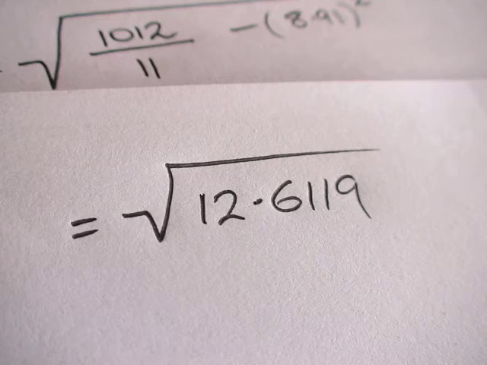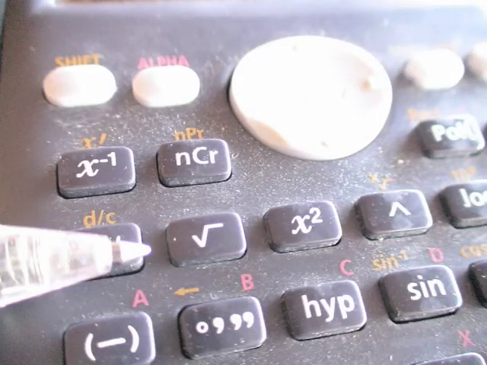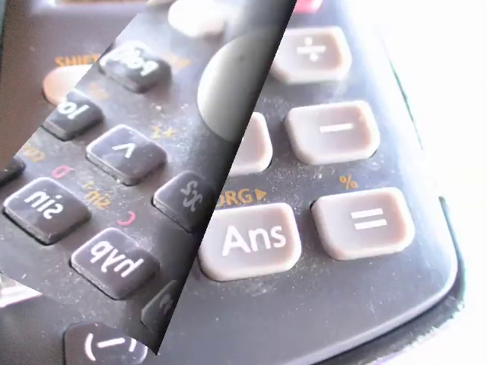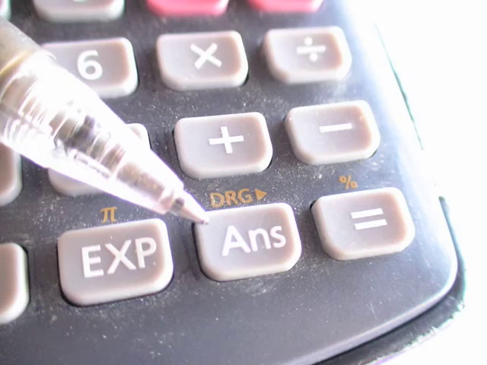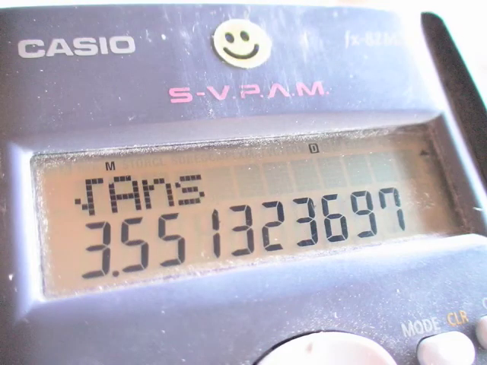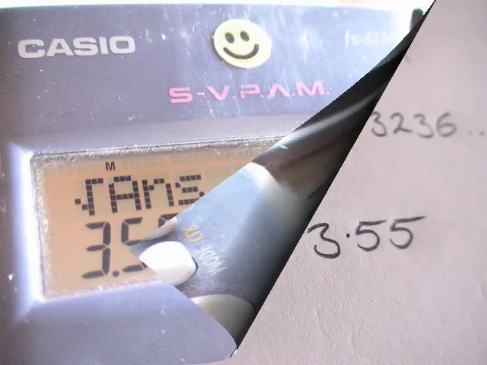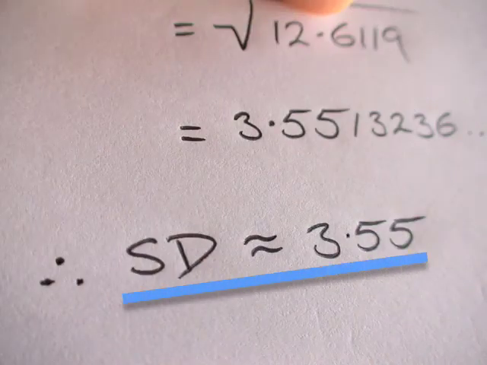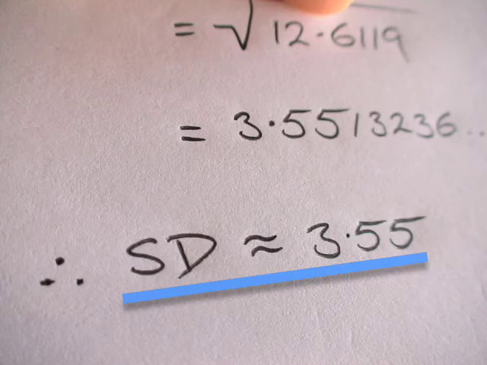We want to find the square root of this number. First of all, we write it down. On a calculator, we can simply hit the square root button and then the answer button, and it will find out the square root of the previous number that was on our screen. In this case, the answer is 3.551323, etc. We don't need all those decimals. 2 decimal places is fine. So our standard deviation is approximately 3.55.